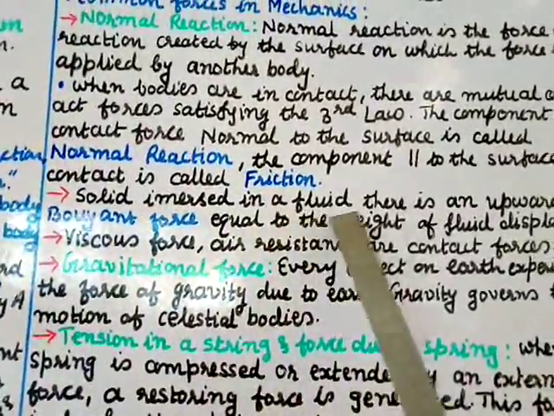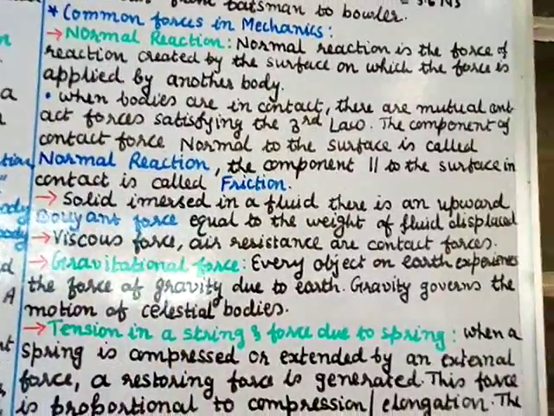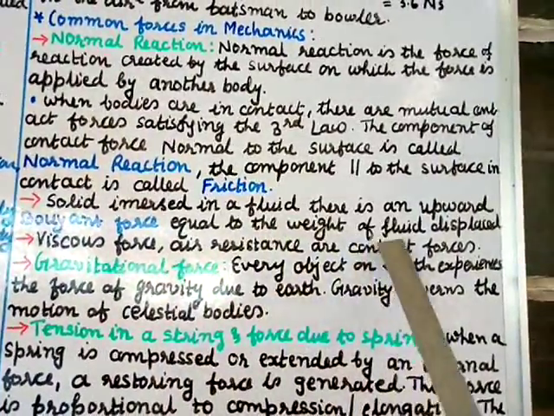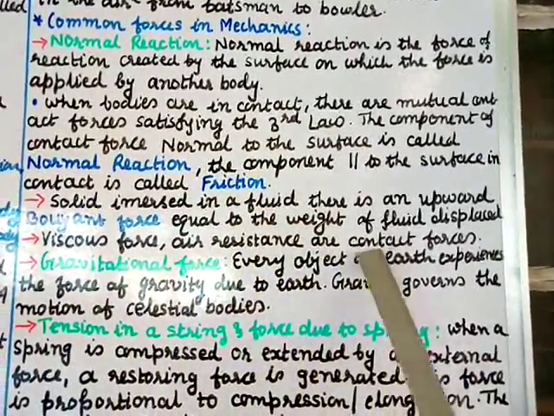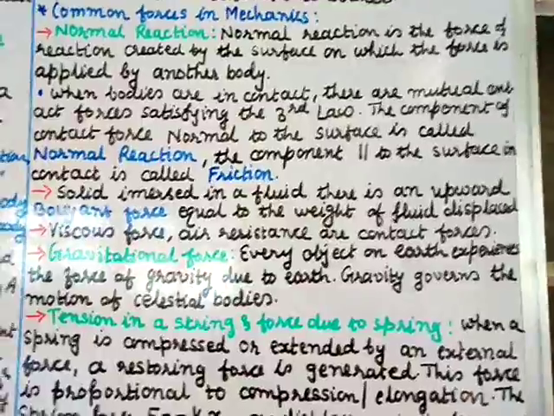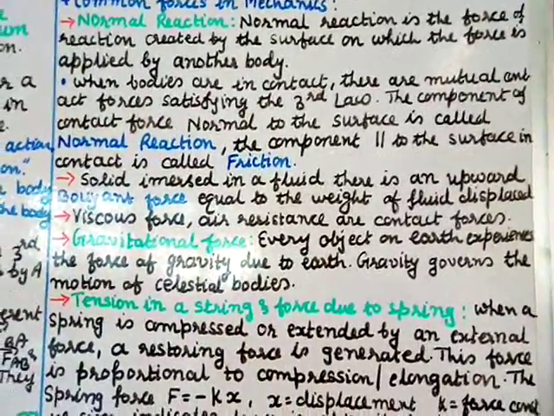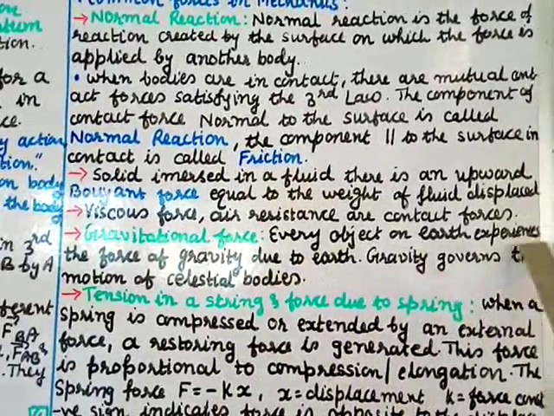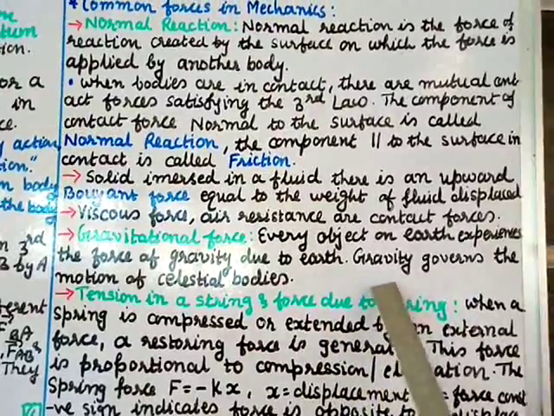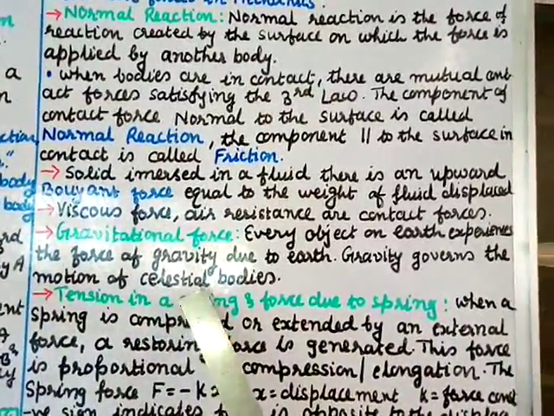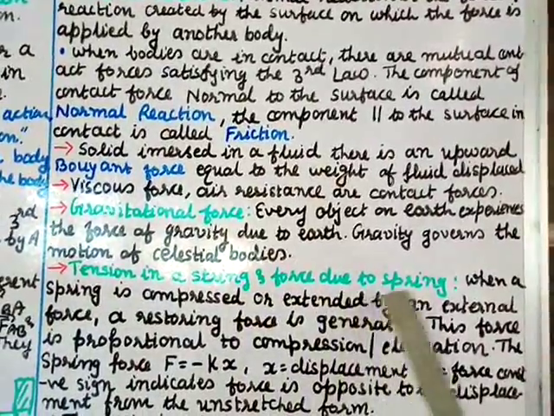Solid immersed in a fluid, there is an upward buoyant force. Okay, so we know this force, and this is equal to the weight of fluid displaced. Viscous force and air resistance are contact forces. Next we have gravitational force. Now you know this force exists everywhere on the earth. Every object on earth experiences the force of gravity due to the earth, and also gravity governs the motion of celestial bodies. Tension in a string and force due to spring.